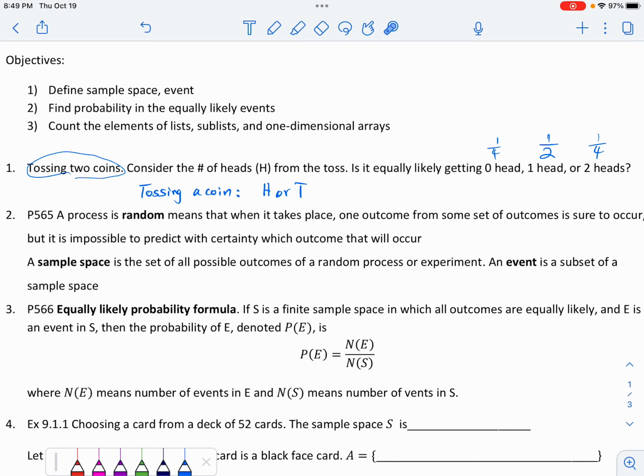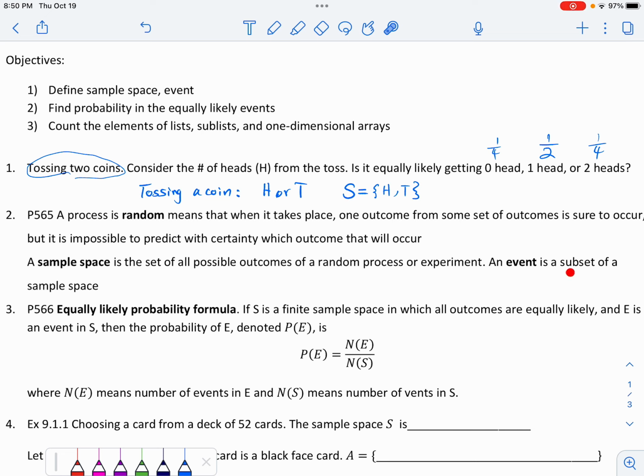Now what is a sample space? Sample space is basically the collection of all the possible outcomes of a random process. For instance, if you consider tossing a coin just once, you know for sure the outcome is either a head or a tail. So the collection of all the possible outcomes, in this case, the sample space, usually we use a capital S to represent the sample space, is a collection of the possible outcomes. So I'll use a set notation. This is a sample space.